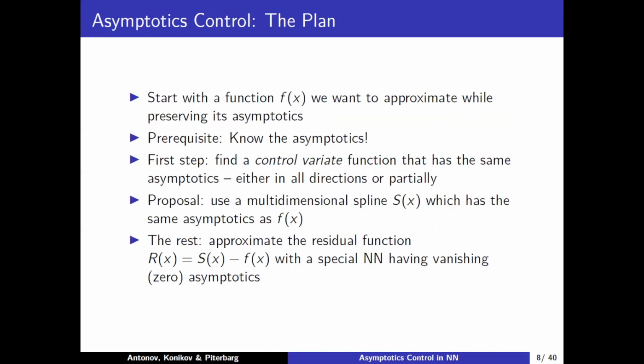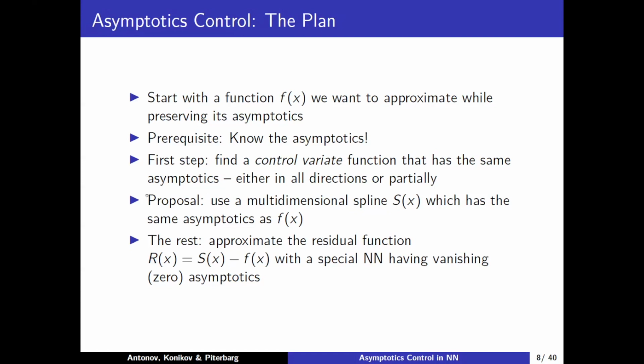So the plan of our action is quite easy. I wouldn't say as everything in neural networks, but we start with the function f of x. In finance we know its asymptotics, so we know them analytically. For example, if we have a SABR model, then for large strikes we can learn some asymptotics, while the function itself can be slow, a result of calculation of PDE or simulations and so on. So we suppose that the function is slow, but the asymptotics are fast, analytical. First step here, we're looking for a function such that it has the same asymptotics as the initial function, but can be slightly different in the bulk, in all directions or partially.